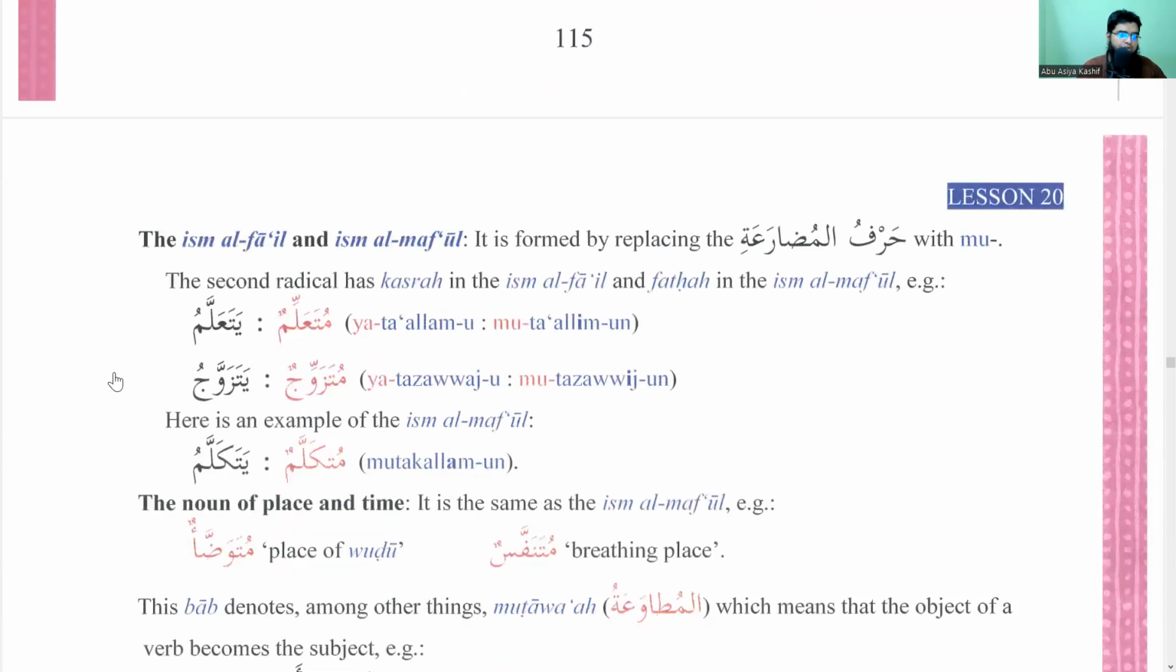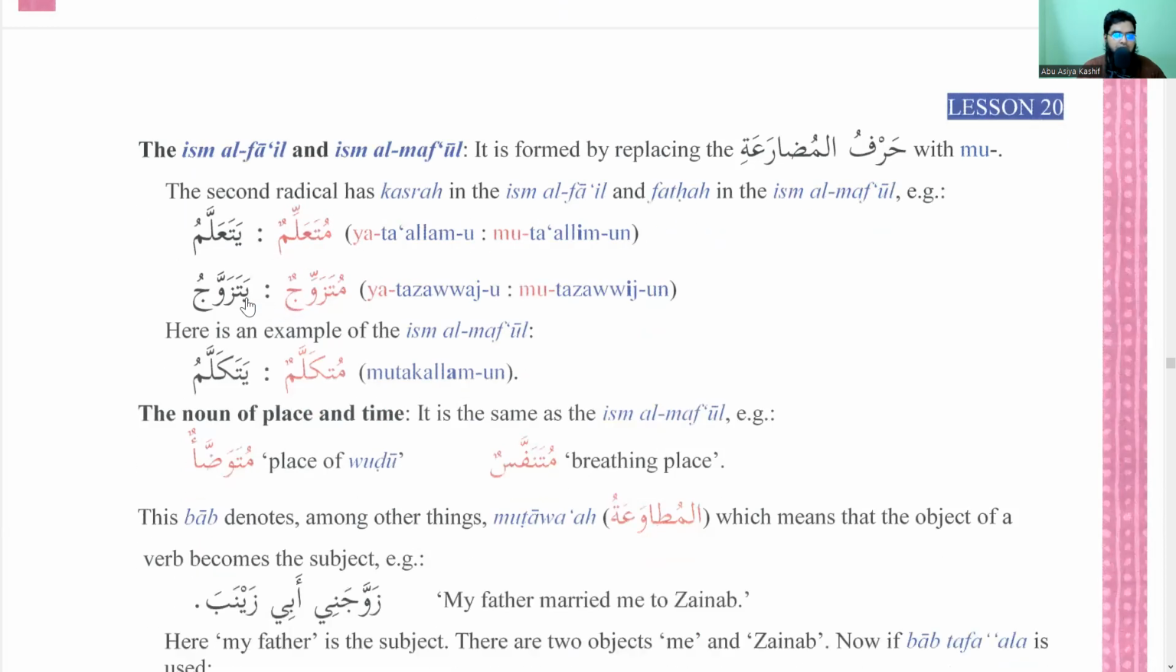Ismul fa'il and ismul maf'ul, same thing. You take the mudari' and change the ya to a mu. There it was a ya to a mu, here it is a ya to a mu. Yata'allamu. So you want to say the one who learns, muta'allim, right? Muta'allimun. And we learned that in lesson number 20. Yatazawwaju, to marry. So the married guy is called mutazawwij with a kasra. Ismul maf'ul, yatakallamu, mutakallam. Maf'ul, same thing as ismul fa'il, but you give a fatha to the previous letter, mutakallam.